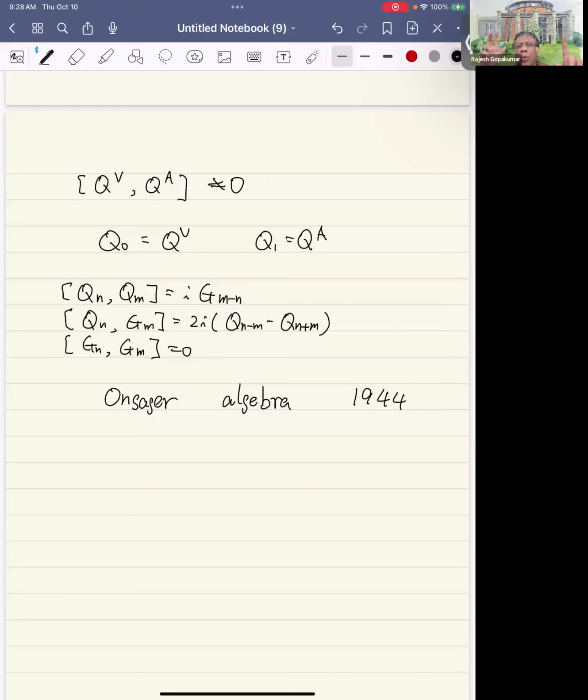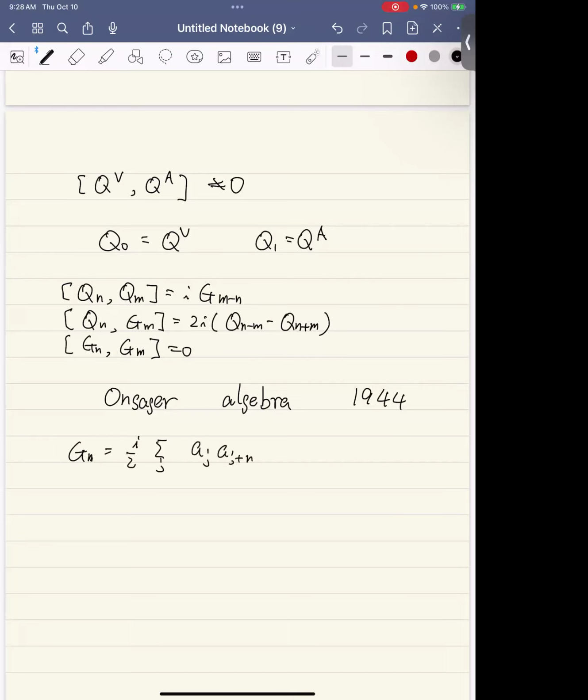Okay, and the G's were what in that language? I mean, the Q's are like the transfer matrices, and the G's I'm not sure exactly, but I can give you the definition for G in our case. So it's sum over j. It's actually much easier to write it in terms of the fermion. So the Onsager algebra is actually not a symmetry of the Ising model, but it is a symmetry of the staggered fermion model.